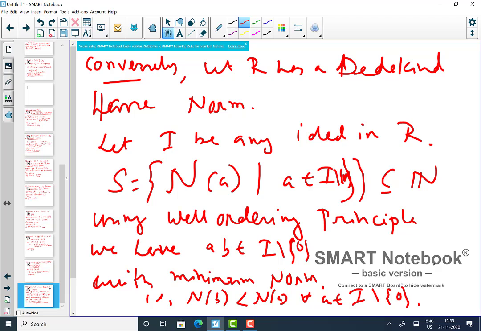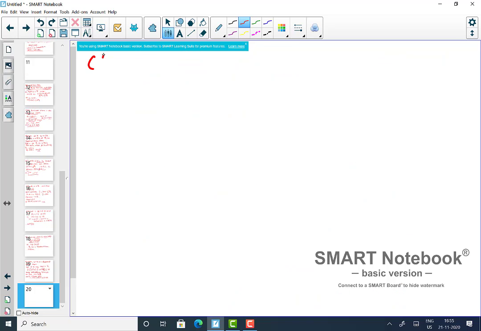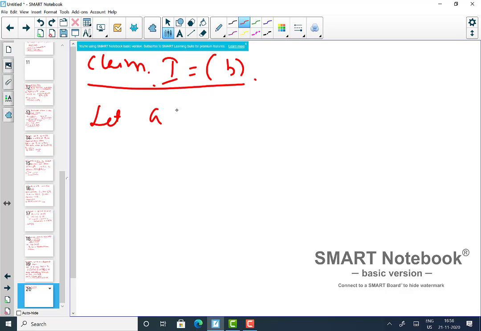Now I will claim that this B is the generator of I. So this is my claim. Claim: I is actually generated by this B. So how to prove this kind of claim? I need to start with any element and show that it is a multiple of B, right? Then I am done. So let A belonging to I be any arbitrary element.